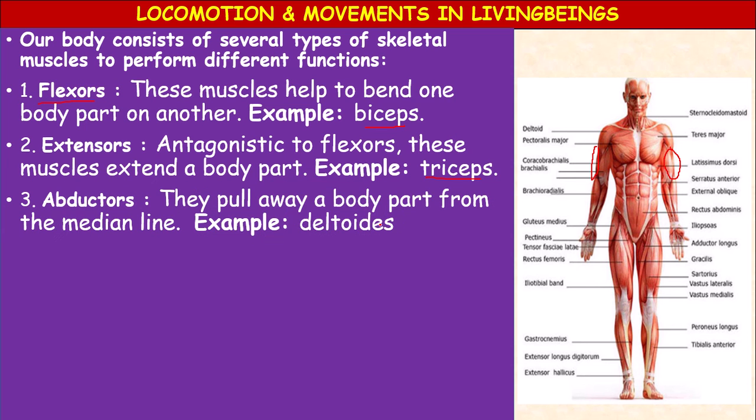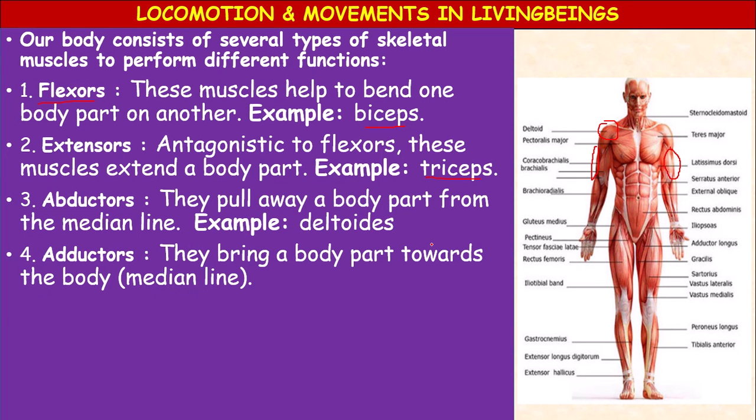Okay. Next, abductors. Abductors pull away the body part from the median line. This is the deltoid and trapezium, two muscles present here in the shoulder region. They pull away the body parts from the median line. Next, adductors. So what are adductors? They bring a body part towards the body, the median line.